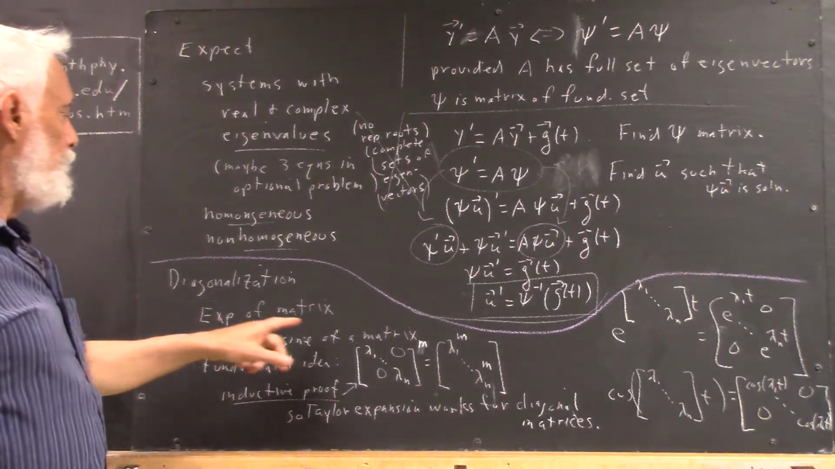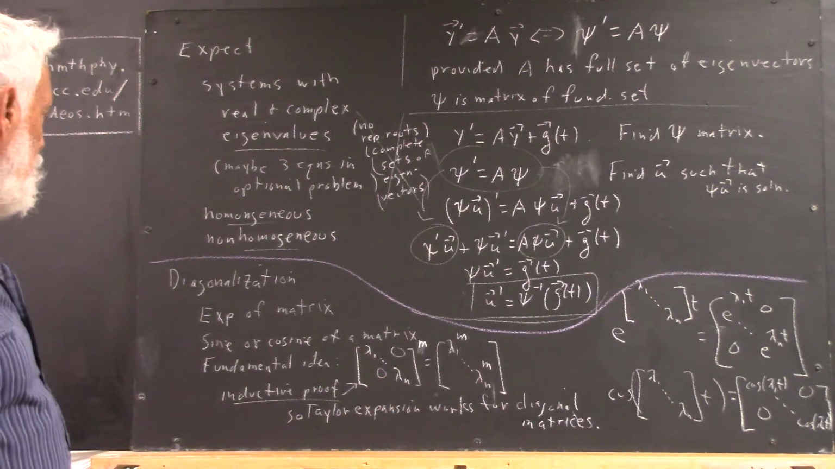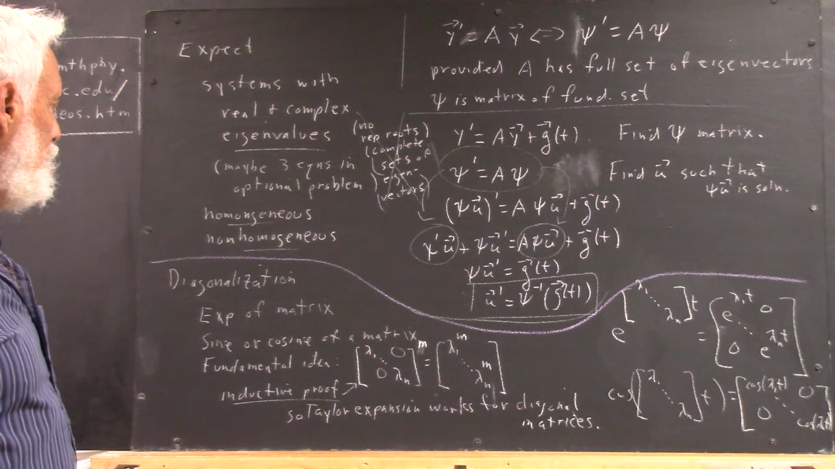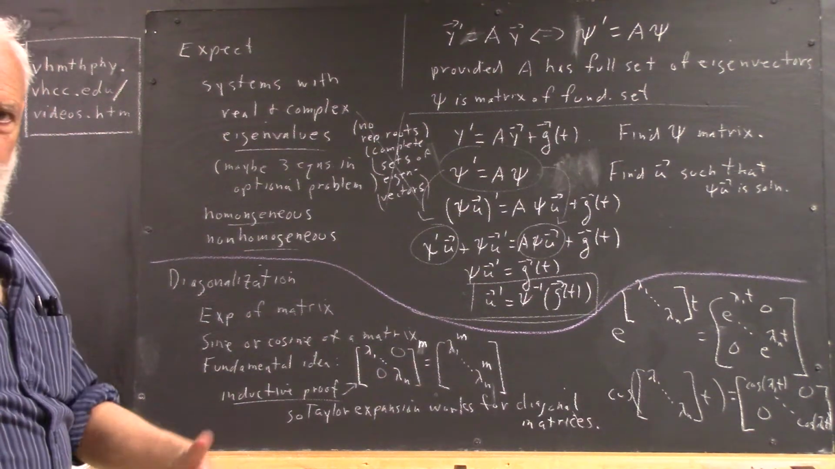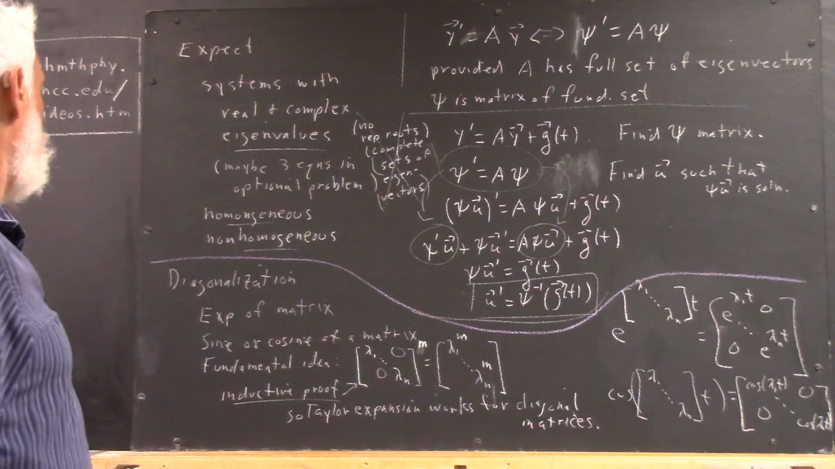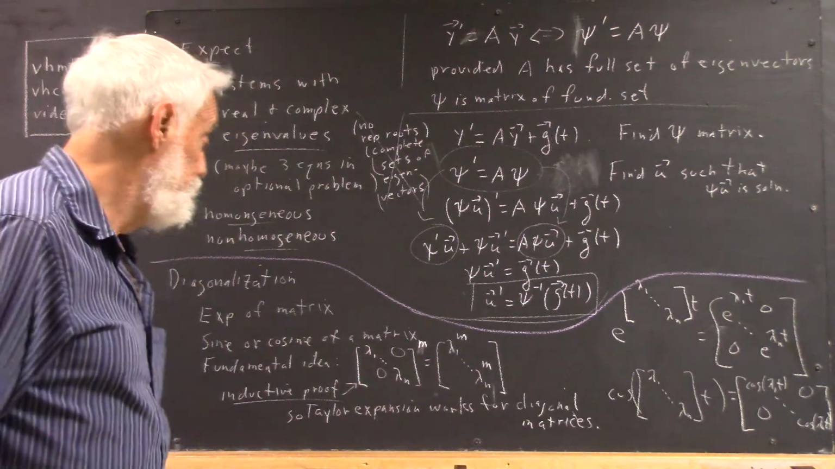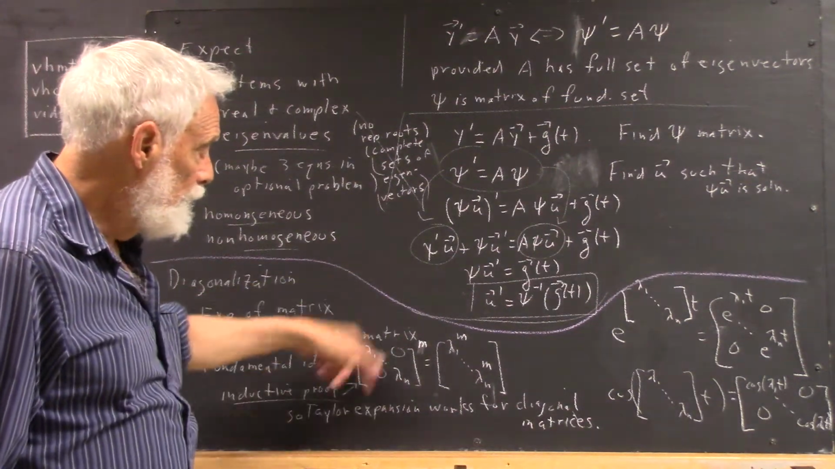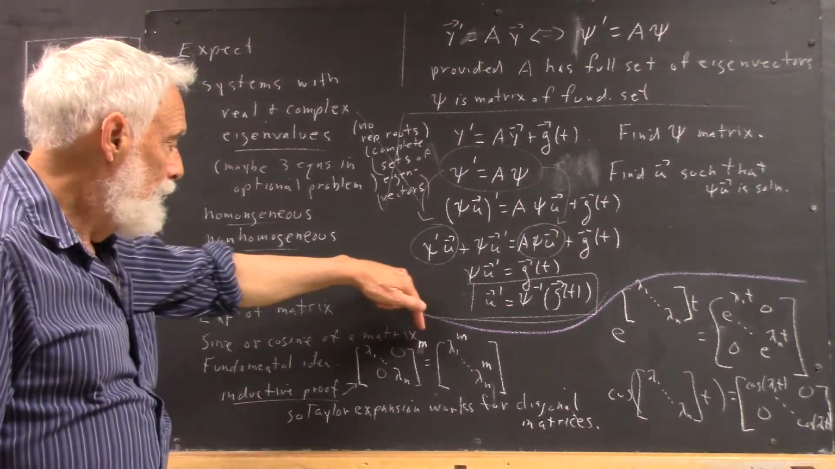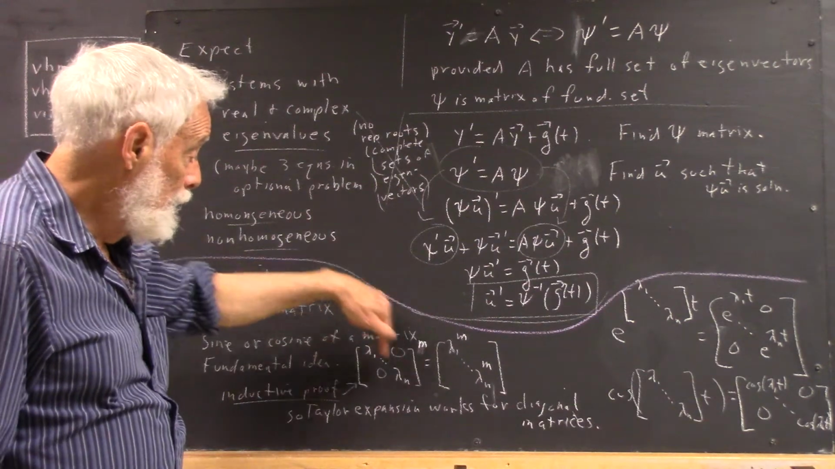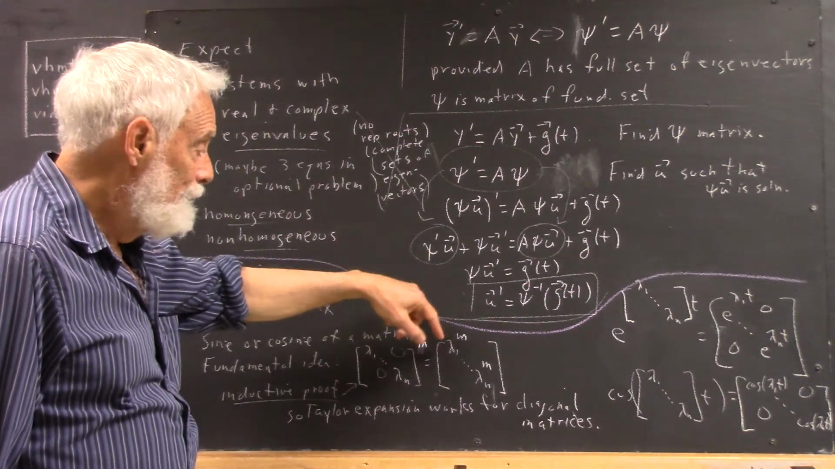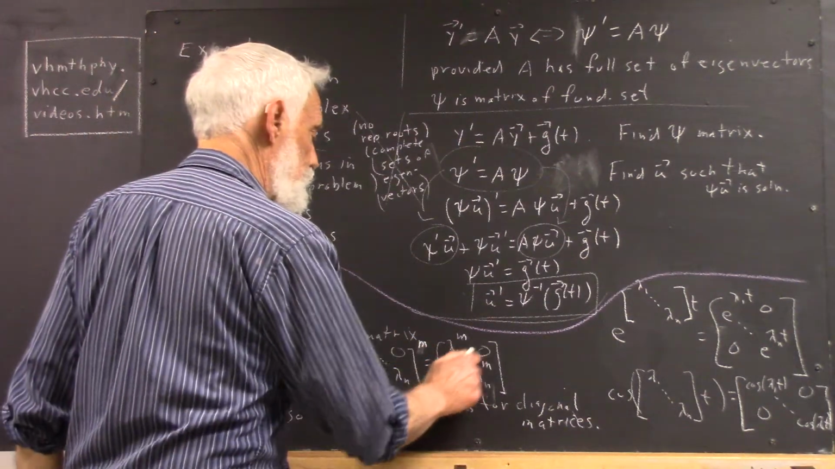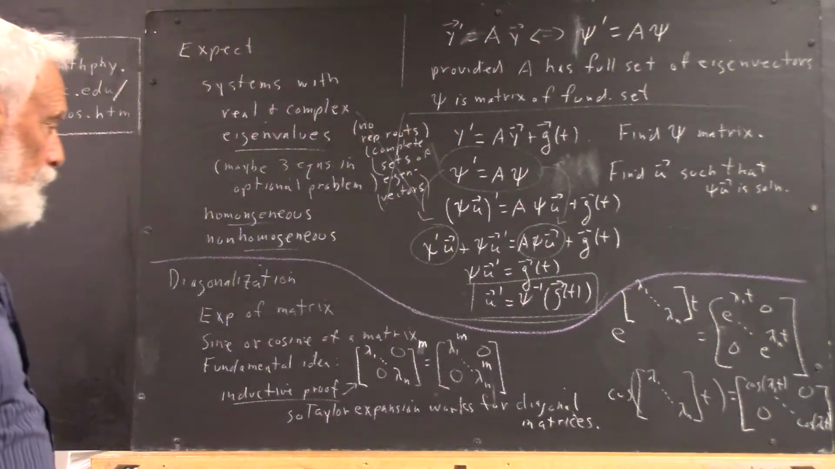You can do the exponential of a matrix, but that's really difficult to do if the matrix isn't diagonal. If the matrix is diagonal, then the fundamental idea is that if you take the mth power of a diagonal matrix, you just get the mth power of all the elements on the diagonal and zeros everywhere off the diagonal.